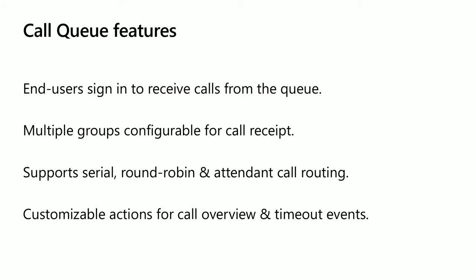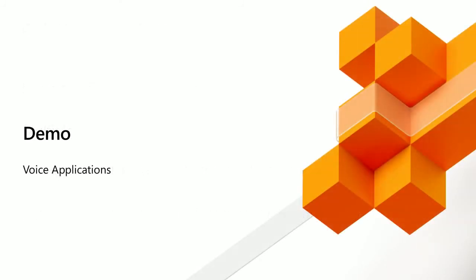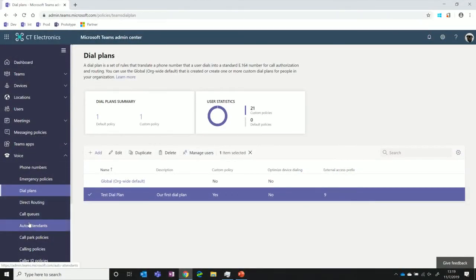End users sign in to be able to receive calls from the queue, and then I can configure multiple groups of users to handle those calls. A few different forms of routing, so I can route serially, I could do a round robin, or an attendant-based call route where everyone gets the call at the same time, and it's a fight to see who gets to pick it up. And then I can customize what happens should there be call overflow or call timeout activities as well. So let's take a look at that.